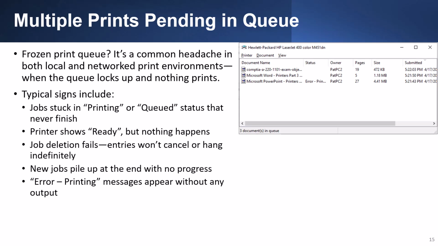Frozen print queue? It's a common headache in both local and network print environments when the queue locks up and nothing prints. Typical signs include jobs stuck in printing or queued status that never finish, the printer shows ready but nothing happens, job deletion fails where entries won't cancel or hang indefinitely, new jobs pile up at the end with no progress, and error messages appear without any output.